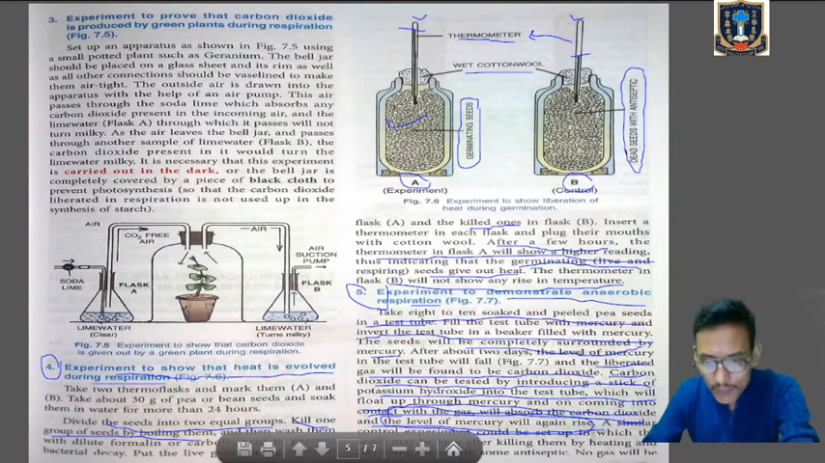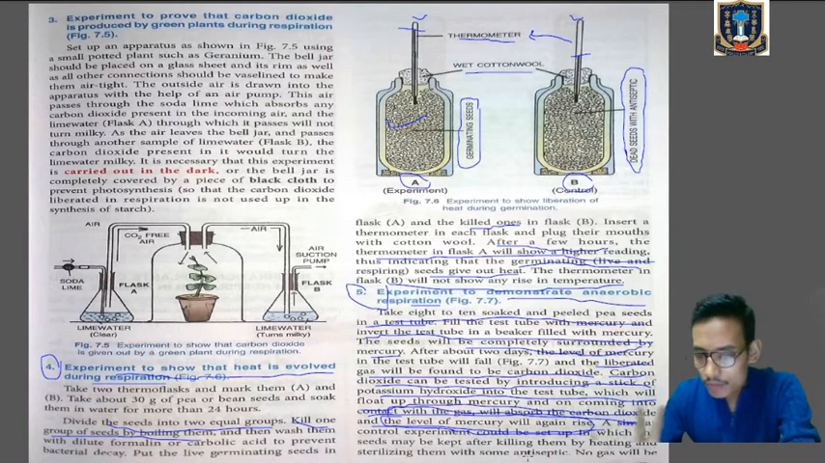Okay, so for the control setup, because we have got two types of setup, the experimental setup and the control setup. So this was the experimental setup. This experiment can be proved by taking the control setup also.